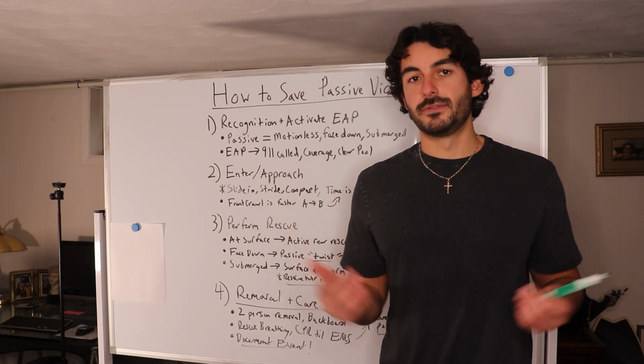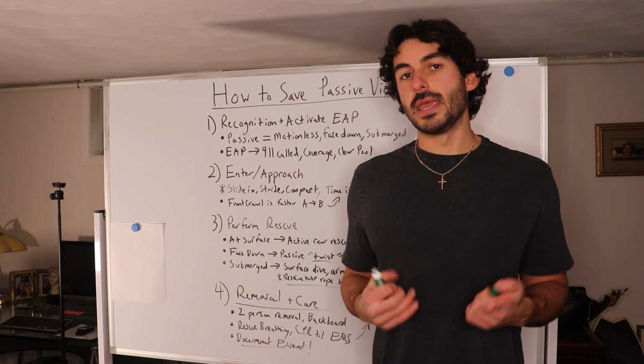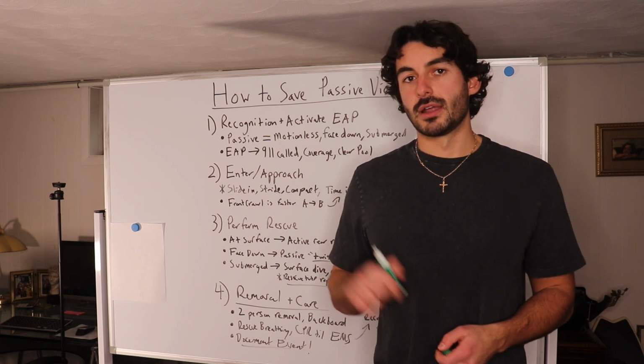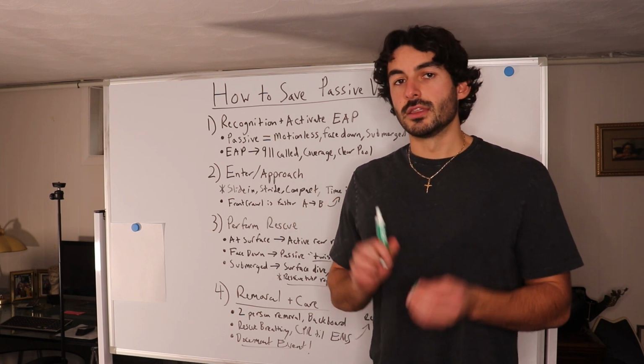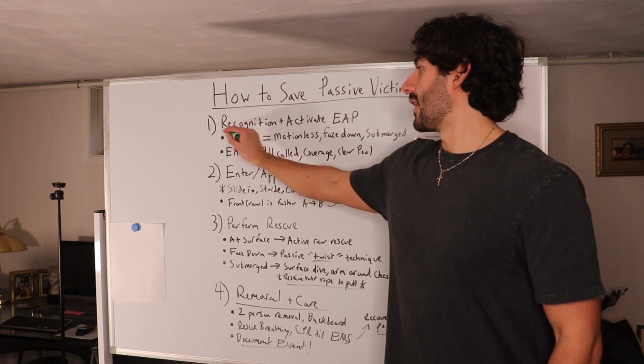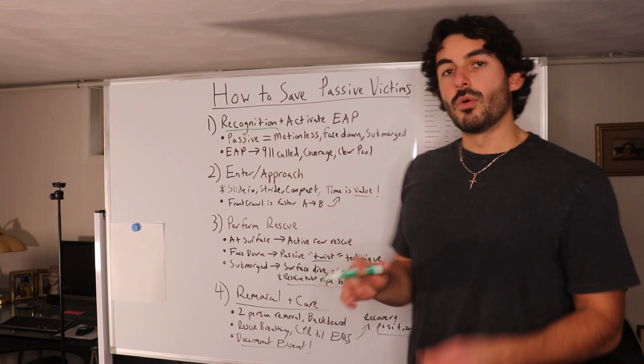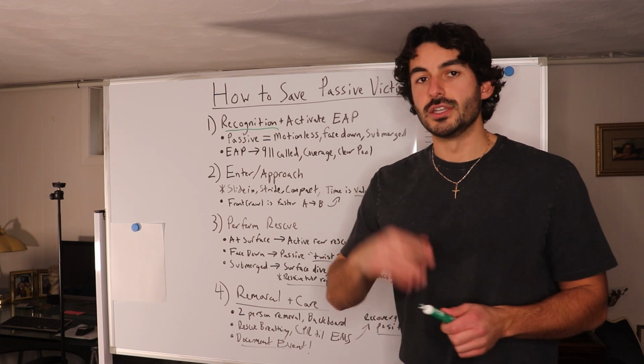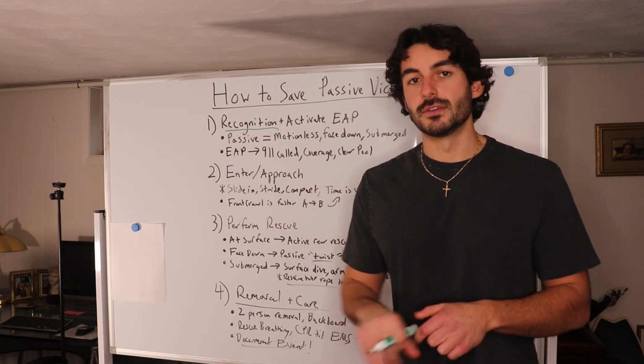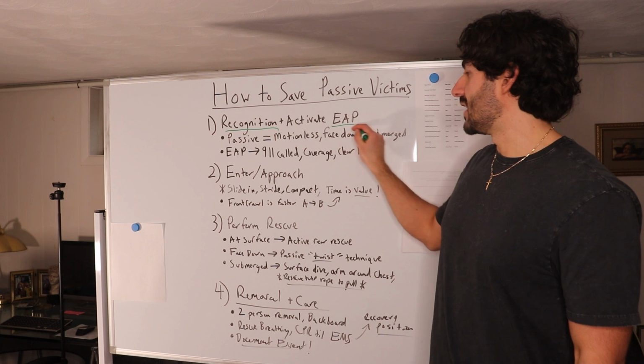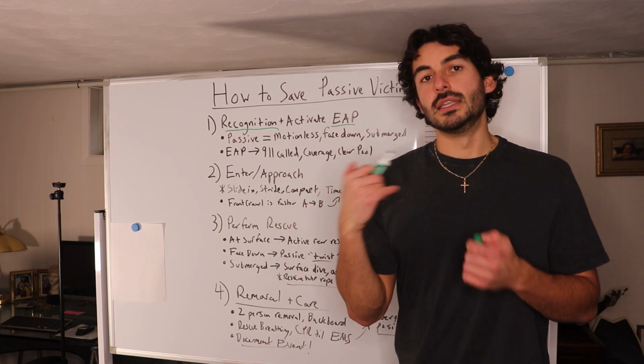Now, like the active victim video, which is my previous video that I made, which I highly recommend you check out, I'll link down below in the description. The first thing you need to do is you need to recognize the situation. Now, when you recognize the situation and you realize this victim is passive, you need to activate the emergency action plan because 911 needs to be called.